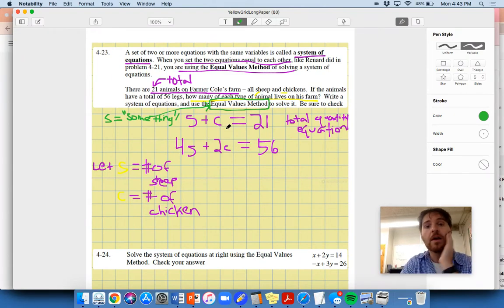What would it be equal to? Well, S plus C is equal to 21. Well, how can I get rid of that C right there? That's right. If you were adding C to S, you simply subtract C from both sides of the equation, and then my resulting equation number 1 is going to be this.